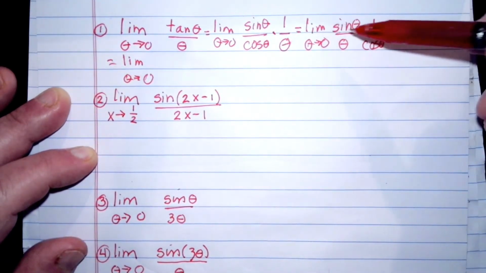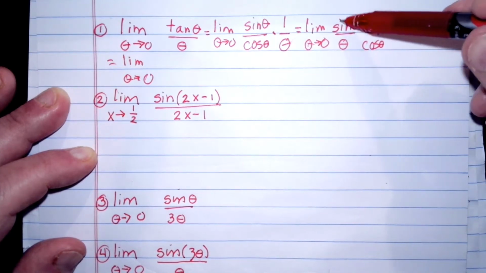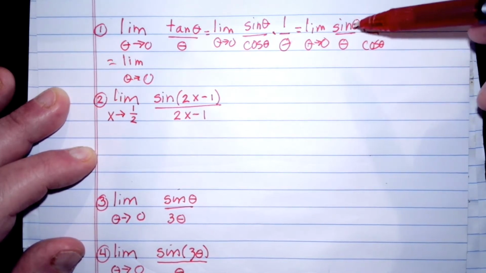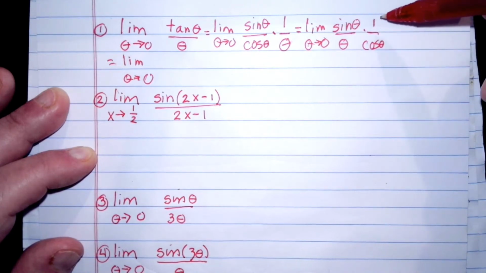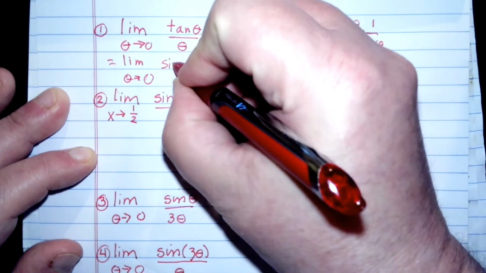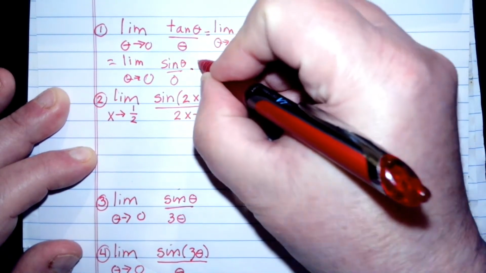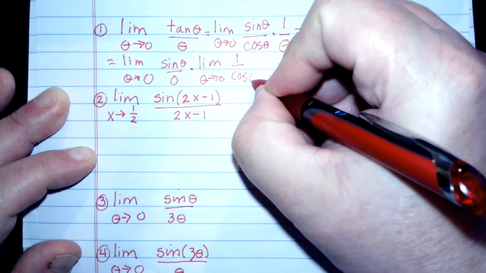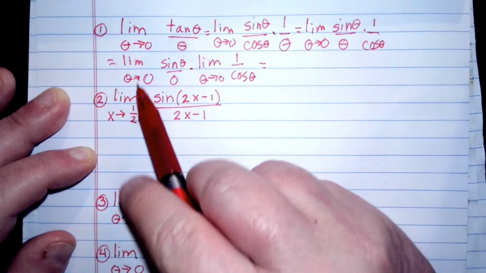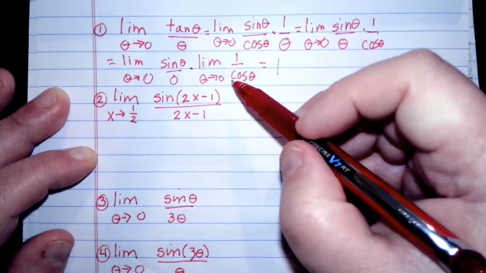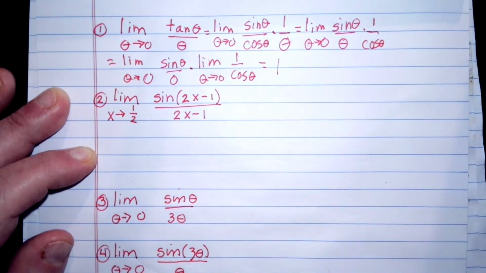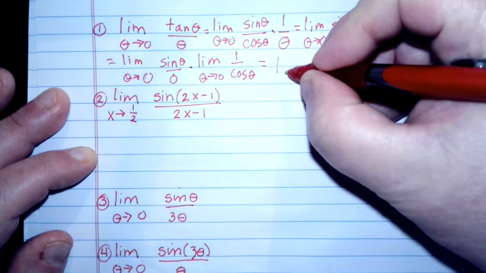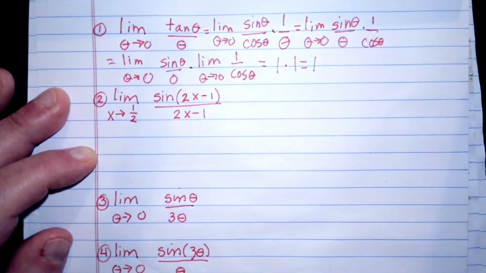Now, we have a limit of a product of two functions, sine theta over theta and 1 over cosine theta. You may remember that what we can do is think of this as two limits. We can rewrite this as the limit of sine theta over theta times the limit of 1 over cosine theta. The first limit is 1, as we have seen, and then to evaluate the second limit, all we have to do is substitute in 0 for theta, and we get 1 over the cosine of 0. The cosine of 0 is 1, so we get 1 over 1, which is 1, and 1 times 1 is 1.